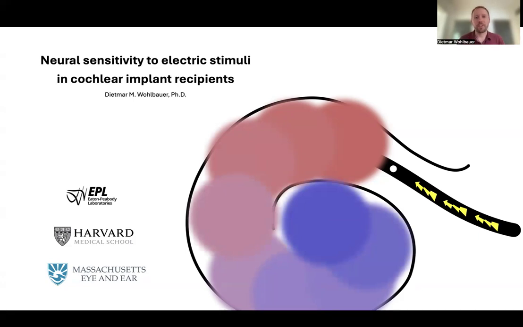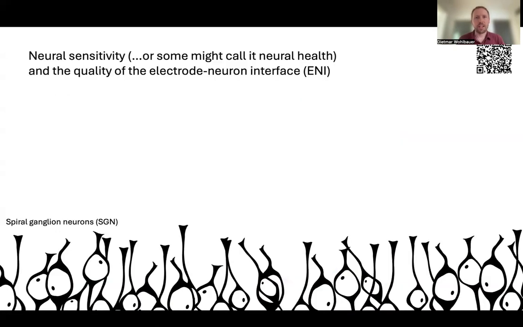So where is this current going? How large is the region? And how is the anatomy actually influencing this activation? So we need to understand the neural sensitivity of electric stimulation in the cochlea.